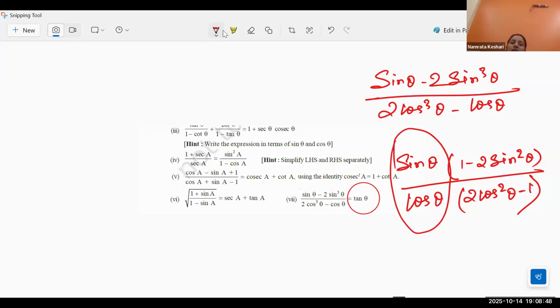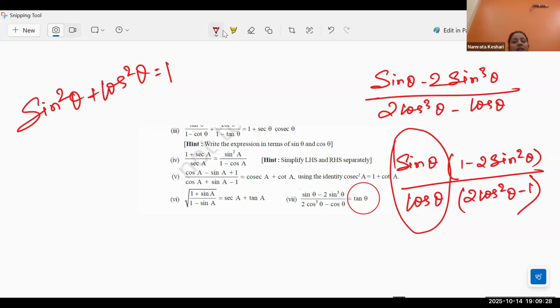And how can we do so? By making them both the same. We will try maintaining both of them either in terms of sine or both of them in terms of cos. How? By using the identity. The bracket part where the numerator has 1 minus 2 sine square, and the denominator has 2 cos square minus 1. We will try maintaining both of them, either sine or cos, by using the identity. Is it making sense to all of you?